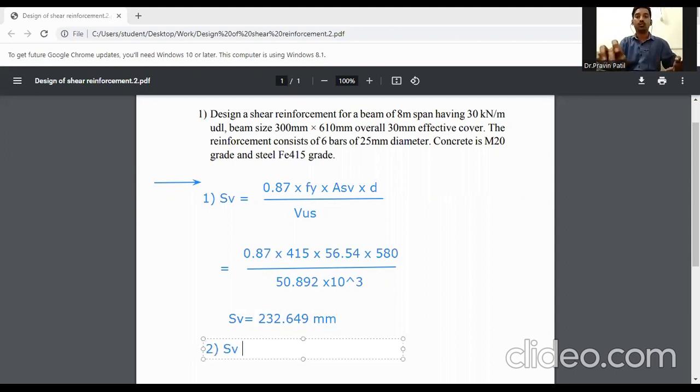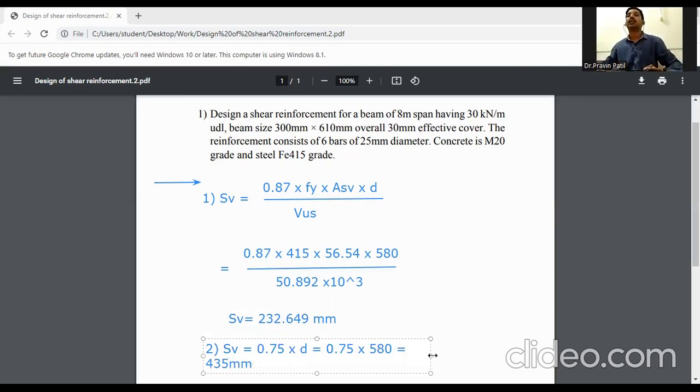Condition 2, SV is equal to 0.75 into D, where D is 580 mm. 0.75 into 580 will be 435 mm. Then condition 3: SV is equal to 300 mm.